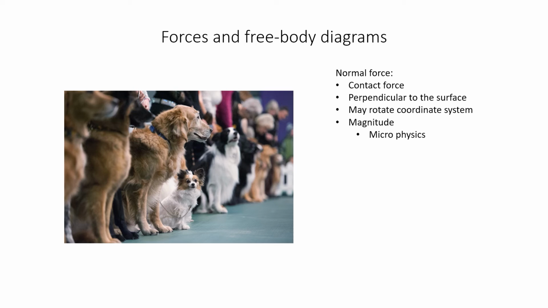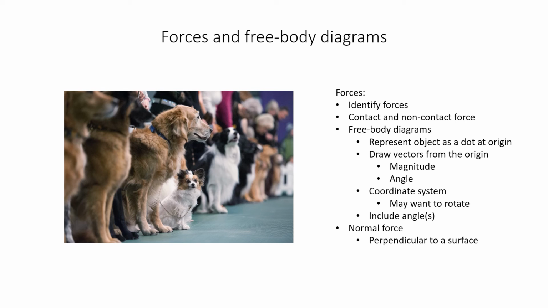The microphysics here is that there are electrons in the material in the surface of the floor, and there are also electrons in the feet of the dogs. Those electrons are repelling each other. The normal force arises from these electromagnetic repulsions, but we think of it as just a macroscopic normal force. Normal here meaning perpendicular to a surface.